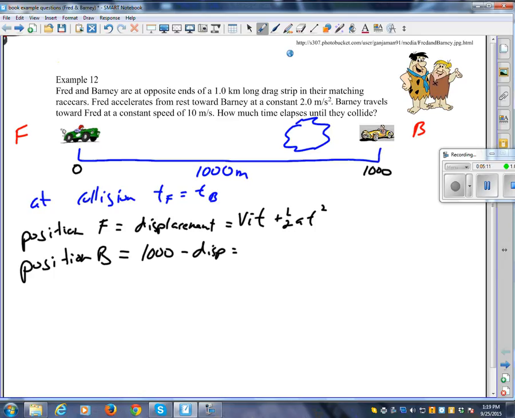Minus his displacement. So as a formula, it's going to be 1,000 minus, what's his displacement? Well, he's traveling at a constant 10. So his displacement is his velocity multiplied by his time, which is 1,000 minus 10t. Right? If he goes for 1 second, he goes 10 meters left, and his position is 1,000 minus 10, or 990 meters. Position 990. Does that make sense, Brandon?